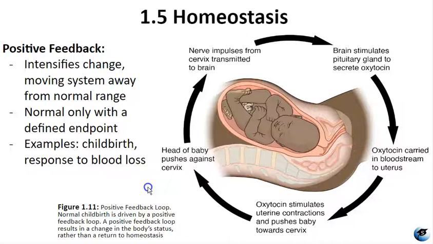So childbirth is an example of positive feedback, where contractions push the baby down the birth canal, and this stimulates further contractions until birth is complete. Another example is the body's response to blood loss, where clotting substances are released in order to accelerate the clotting process and seal off the damaged area. And this prevents excessive blood loss and helps to ensure survival.